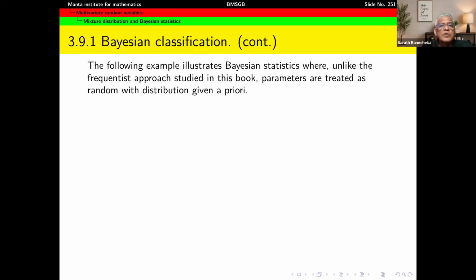So let's look at the problem. The following example illustrates Bayesian statistics where, unlike the frequentist approach studied in this book, parameters are treated as random with a distribution given a priori. So in this case, we are going to look at some parameters and we are going to assume distributions for those parameters as well.